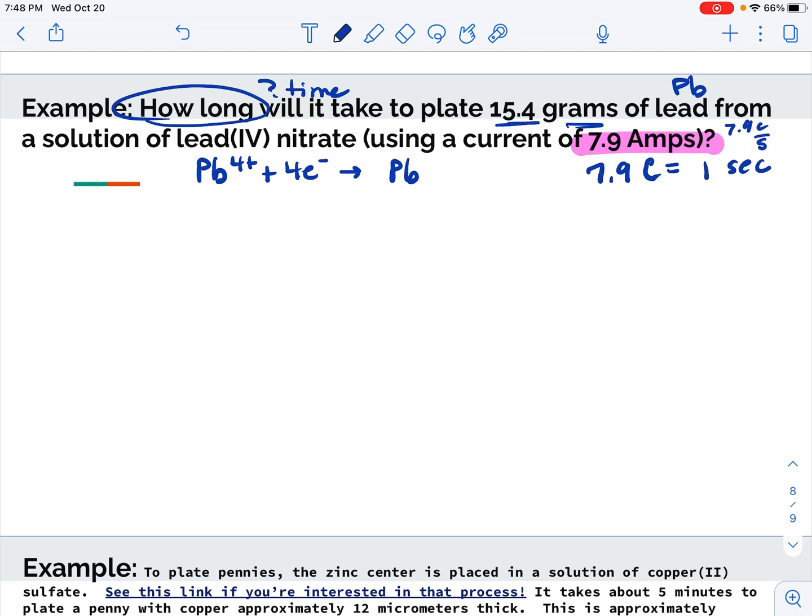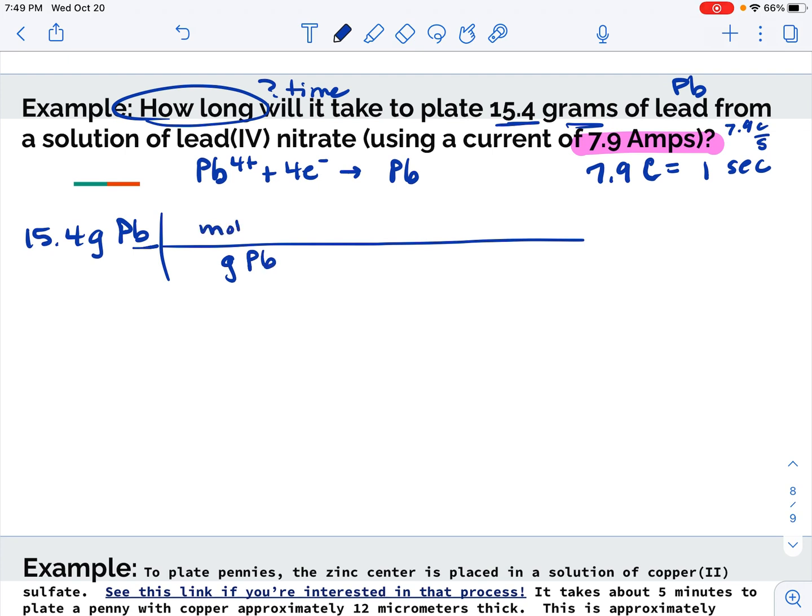Okay, so we're going to start with what we were given, 15.4 grams of lead. And we're going to just start doing our dimensional analysis stoichiometry here. So I need to go from grams of lead to moles. This is like traditional stoichiometry, convert to moles first. And so this would be 1 mole, and I used 207.2 grams from the periodic table.